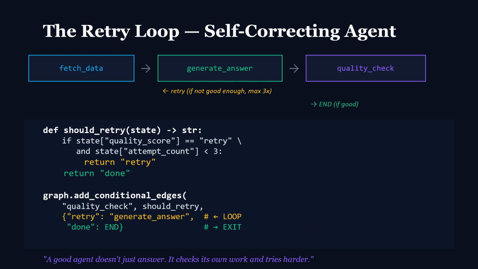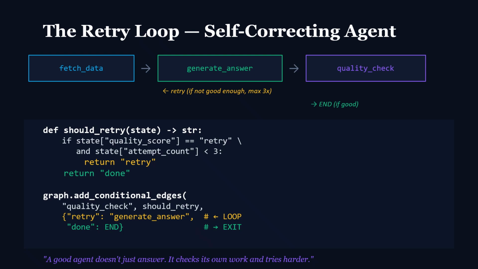This is the most powerful pattern, the self-correcting retry loop. Look at the flow. 3 nodes. fetch_data gets the raw data. generate_answer creates a response. And quality_check evaluates it. Here is the magic. If the answer is not good enough, quality_check sends it back to generate_answer for another try.